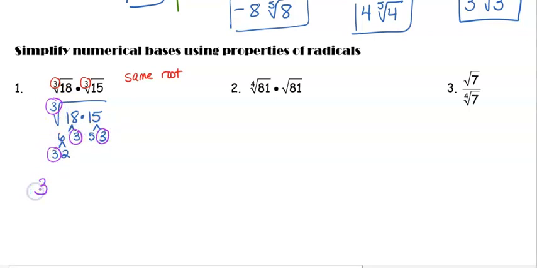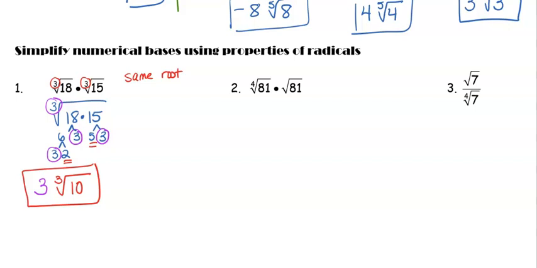So the 3 goes to the outside. I have these leftover numbers. Don't forget that this is a cube root. And then 2 times 5 is going to give us a 10 on the inside. And we reviewed in the previous section that we multiply those numbers.